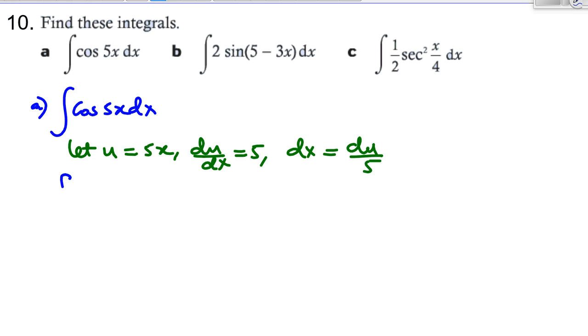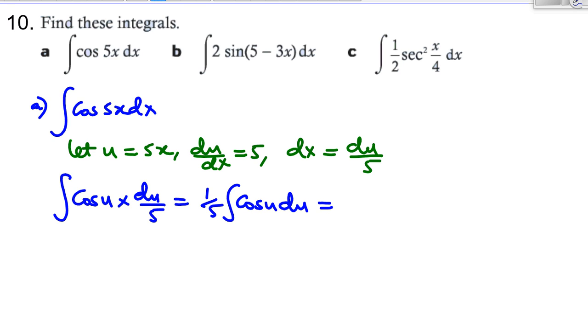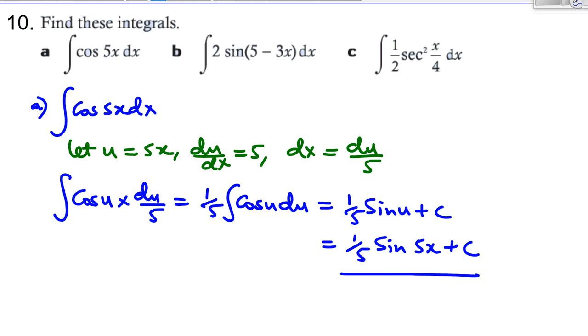which means our integral will become cos u multiplied by dx, which is du over 5. Now we can factor out a fifth because it's a constant. So a fifth integral of cos u du. Now the integral of cos u is sine u, so we'll end up with sine u plus c. But u is 5x, so sine 5x plus c. And that will be our answer.